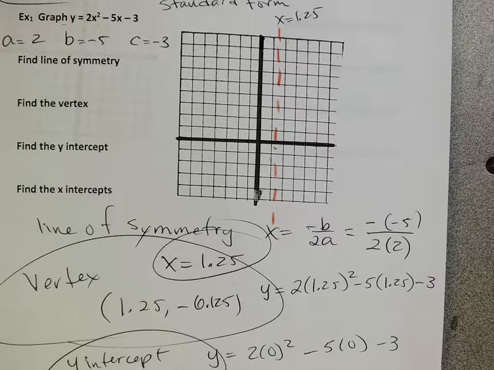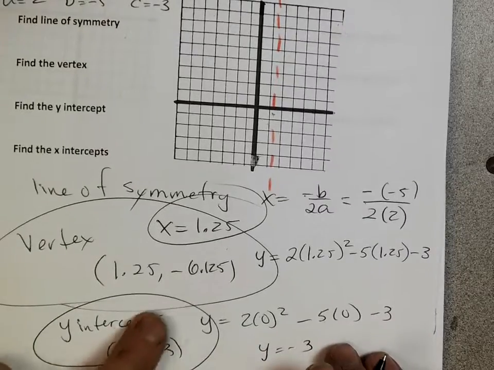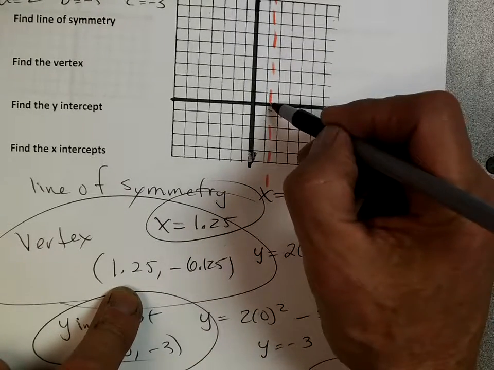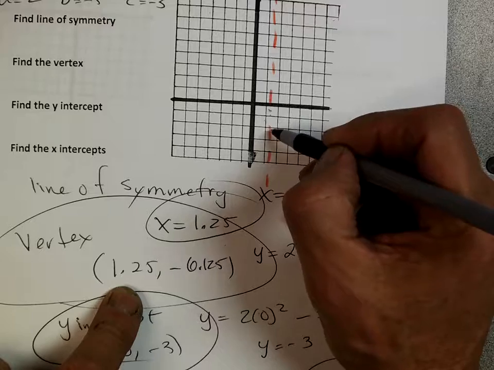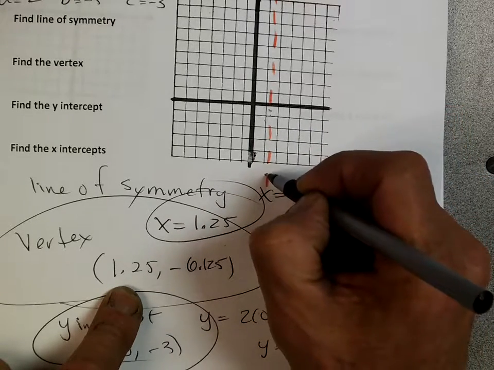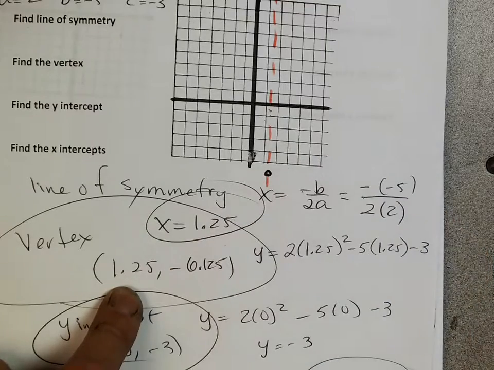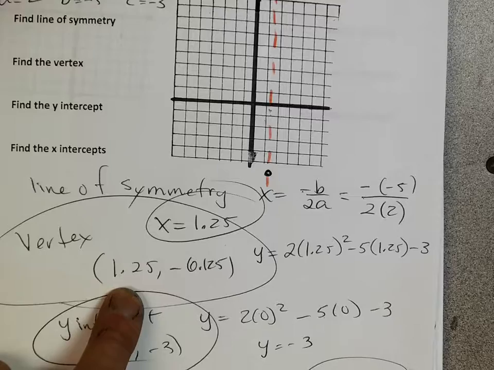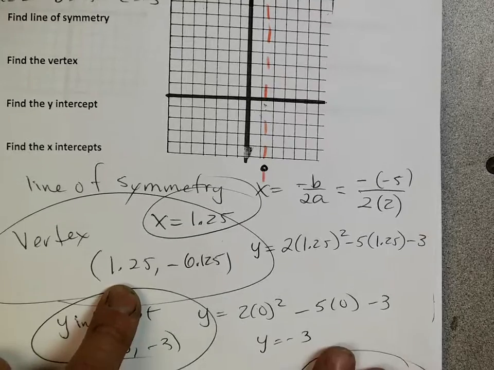Okay, then what else? Well, I've got a vertex. My vertex is at 1.25, negative 6.125, so 1, 2, 3, 4, 5. Oops, went off my paper a little bit, but I can guesstimate. How's that if I guesstimate right about there? Guesstimate is a guess with some estimation, or an estimation with some guess. Either way.